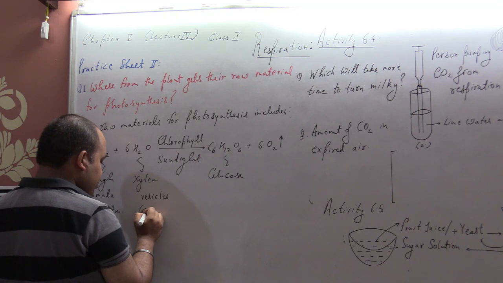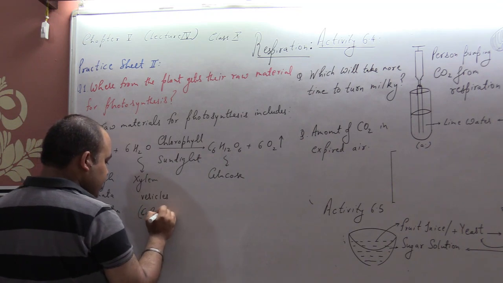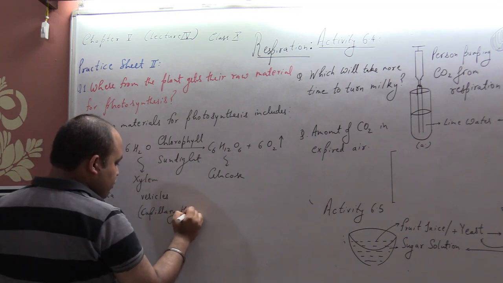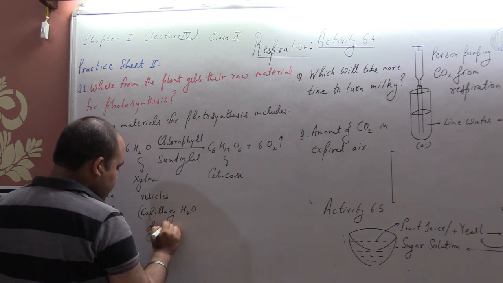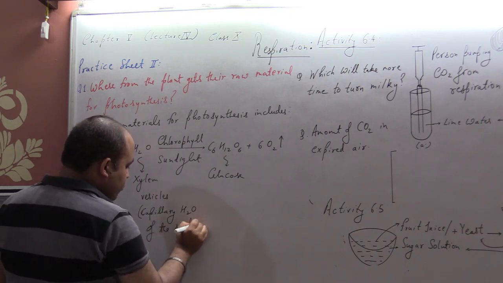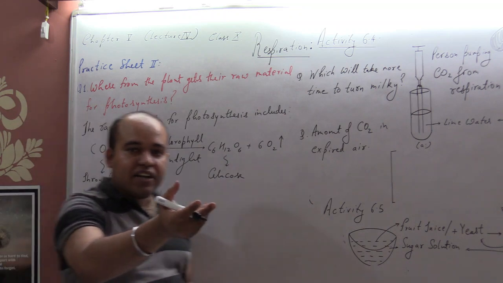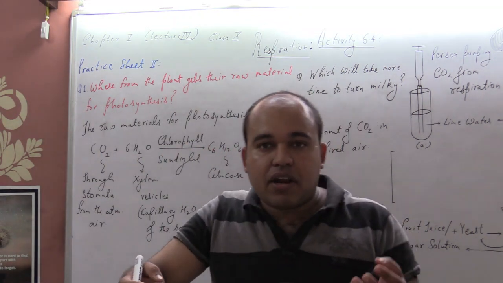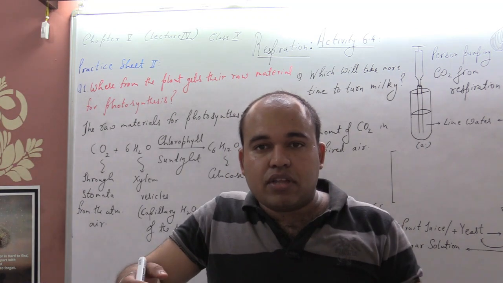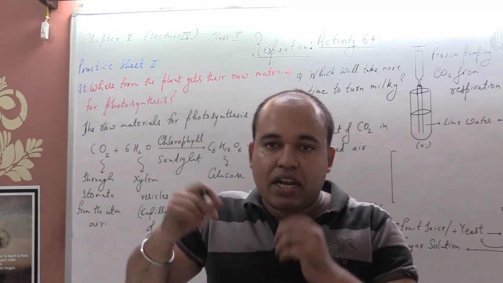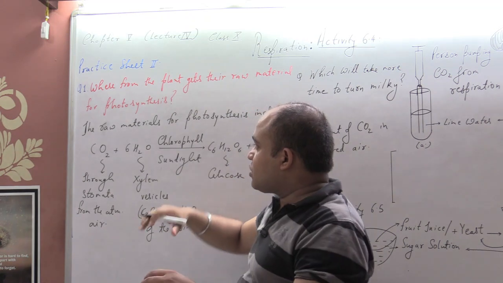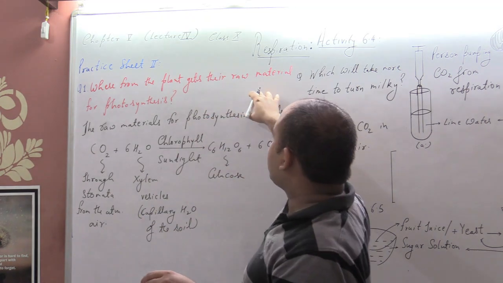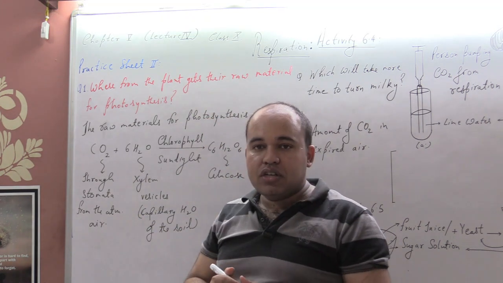from the capillary water of the soil. So the plant species will take up the carbon dioxide through their stomata and will take up the water molecules through the xylem vessels from the soil. This is how the plant obtains the raw materials for the act of photosynthesis.